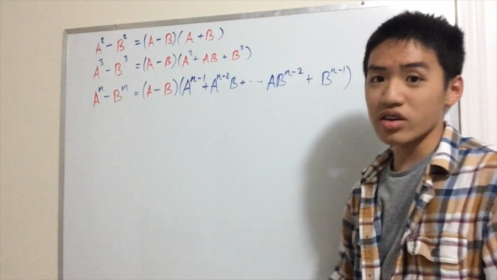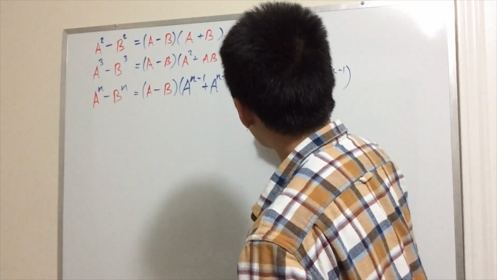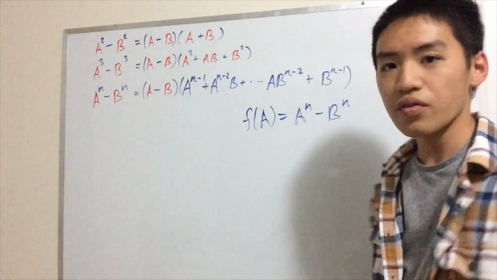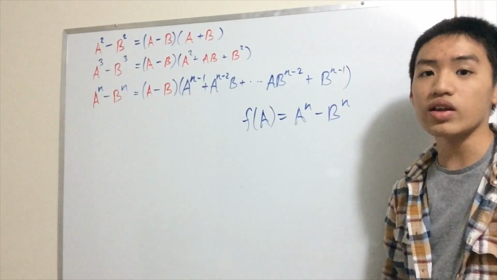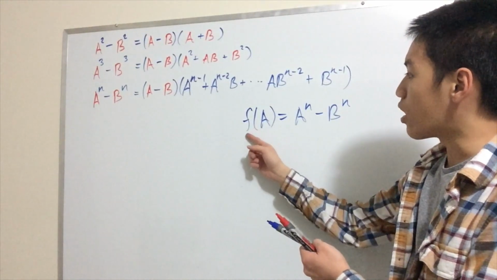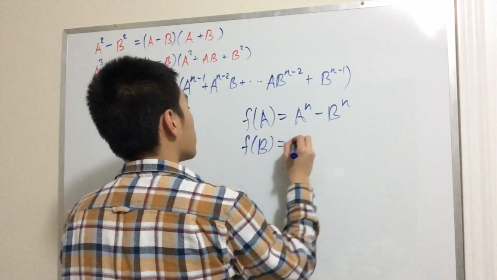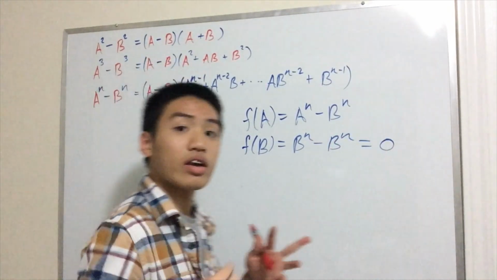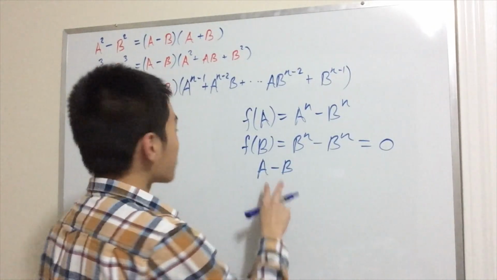We're going to use a little trick here, a little bit of creativity. So we're going to say that f is a function of a that's equal to a to the n minus b to the n. And what is the purpose of this? We're going to say that a is our independent variable and b is like a constant. We can treat it as if it's a constant. And what we notice is that if we plug in a equals b, we'll have f of b is equal to b to the n minus b to the n, which is equal to 0. In other words, a minus b is certainly a factor. That's where this comes from.